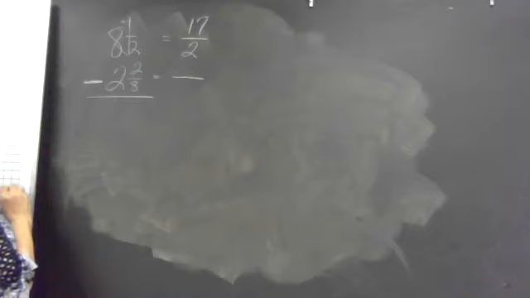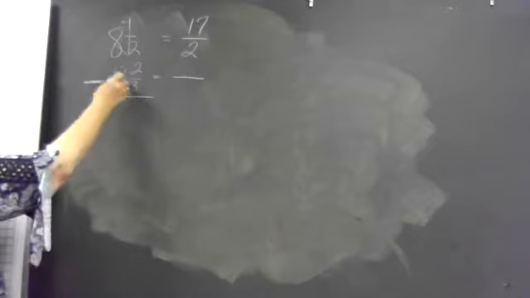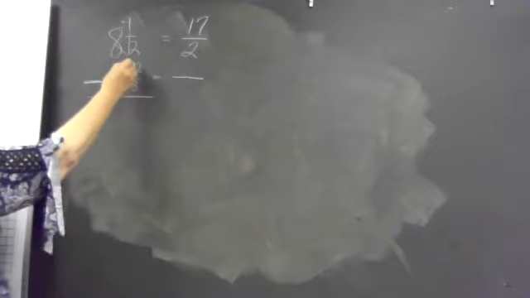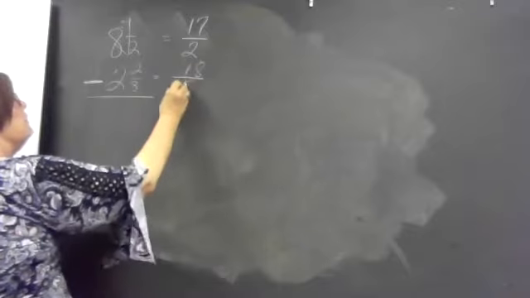19 over 8. Almost. 18. 18 over 8, because 2 times 8 again is 16, 17, 18, and it's over 8. So this will give you practice of changing mixed fractions to improper fractions. This is the easiest way to do this.